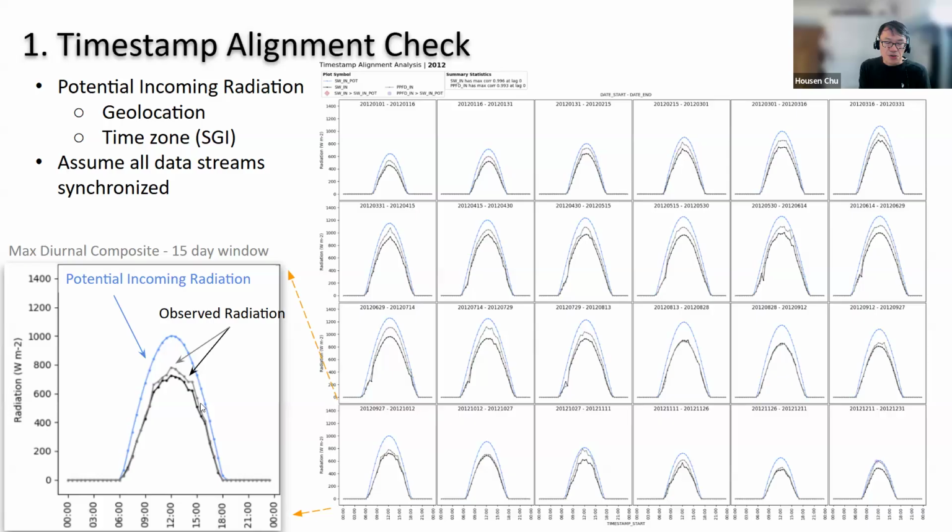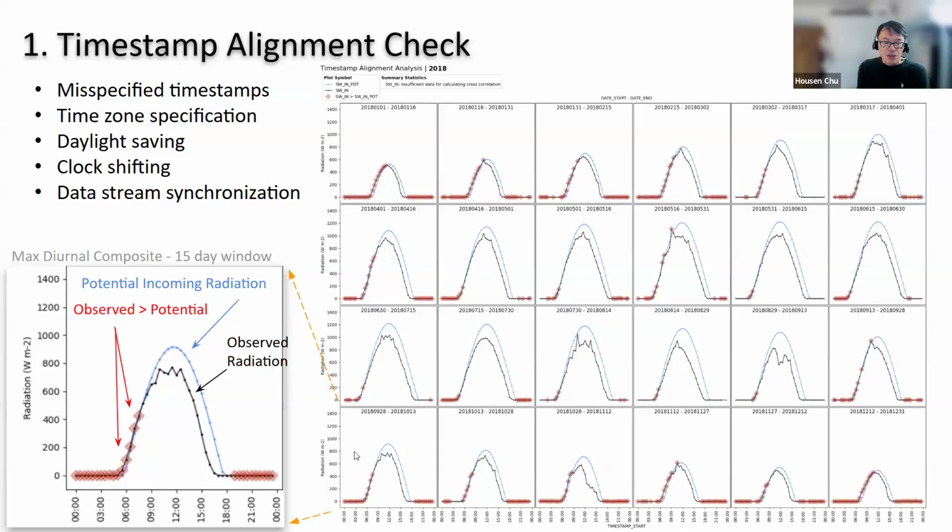The blue line here is the potential incoming radiation calculated for this site. We do a maxima diagonal composite, so for each 15-day window we try to capture the clear sky condition. This is the clear sky maxima of potential incoming radiation over these 15 days. Then we compare it with your observed radiation. The black and gray lines are your observed radiation from your site. We use both shortwave and PPFD in this case. For this case, everything looks good, because your observed radiation is symmetric and falls under the potential incoming radiation. Sunrise and sunset align with what we expect, so everything looks good.